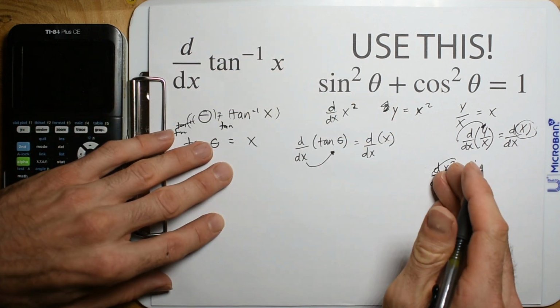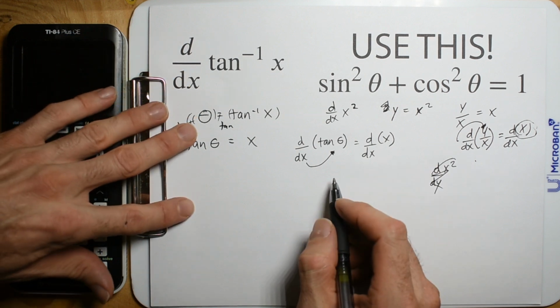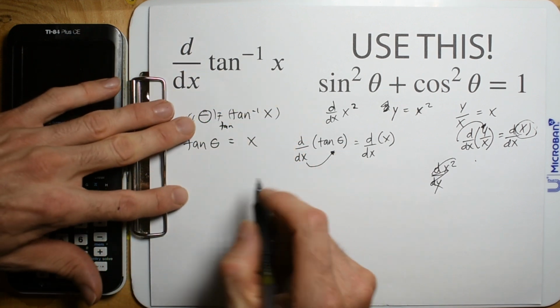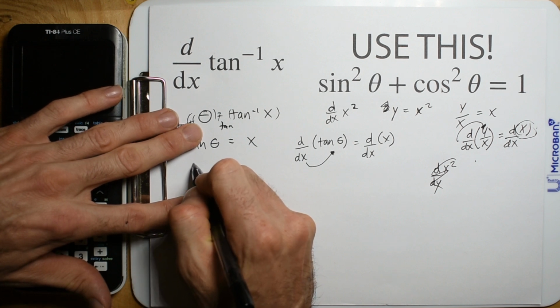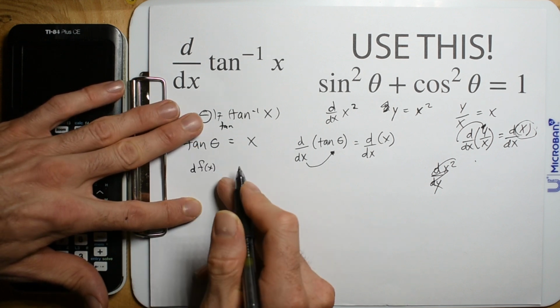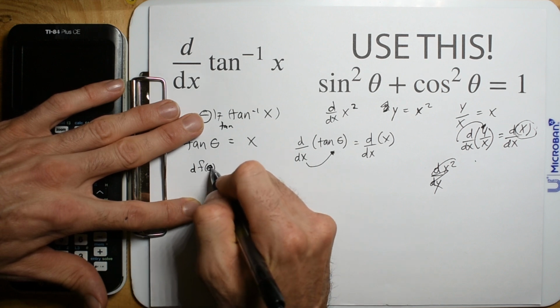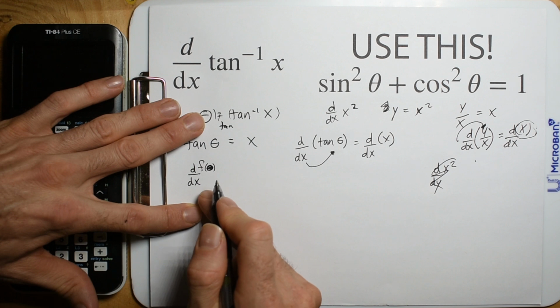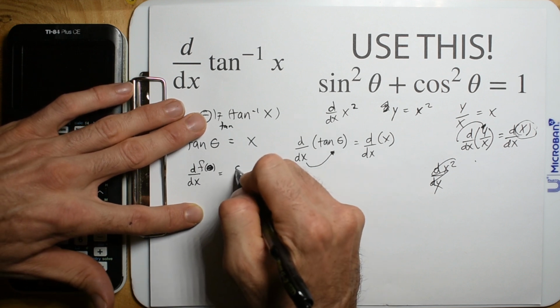So it's kind of the same thing here, but you use the chain rule. You can take the derivative with respect to theta. So you're basically saying, hey, derivative of this function, theta, and we're trying to take it with respect to x. We can't do that, but we can do this.